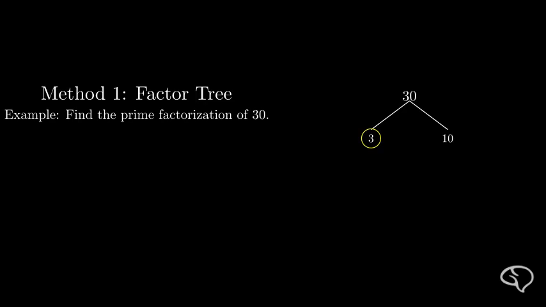Now we look at each of these new numbers. Is 3 prime? Yes, it is. So we circle it. This branch is finished. What about 10? Is 10 prime? No, it's composite. So we need to break it down further. We draw two more branches from 10 and find two numbers that multiply to 10. Let's use 2 and 5.